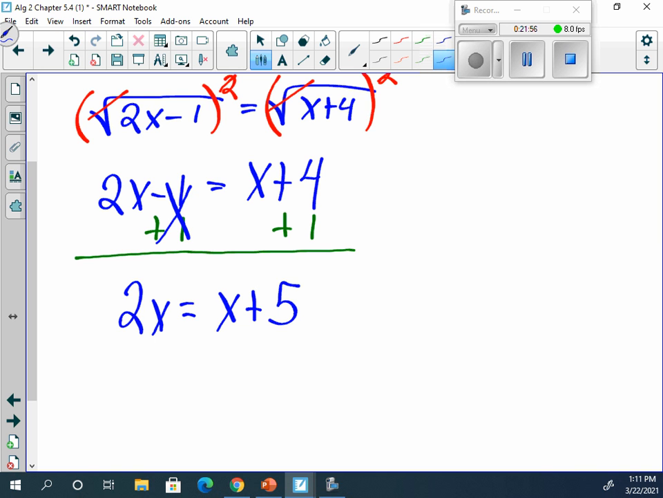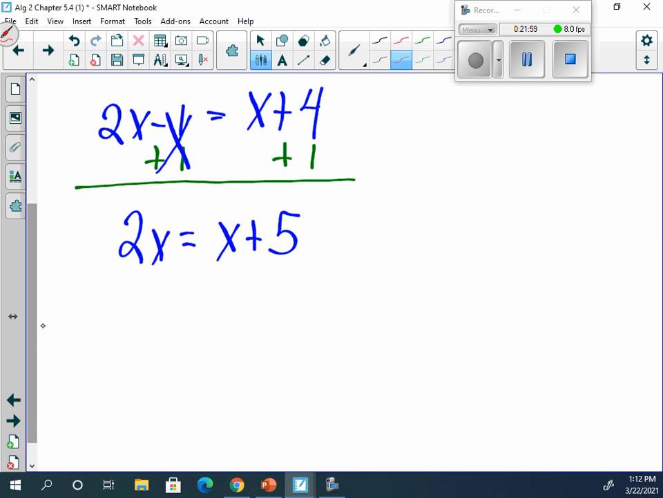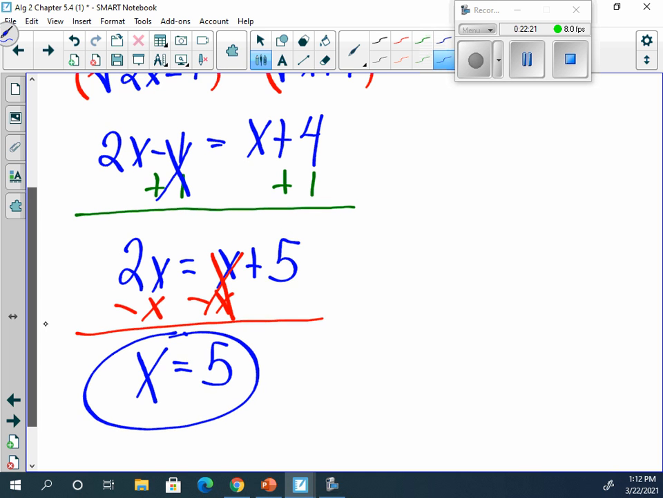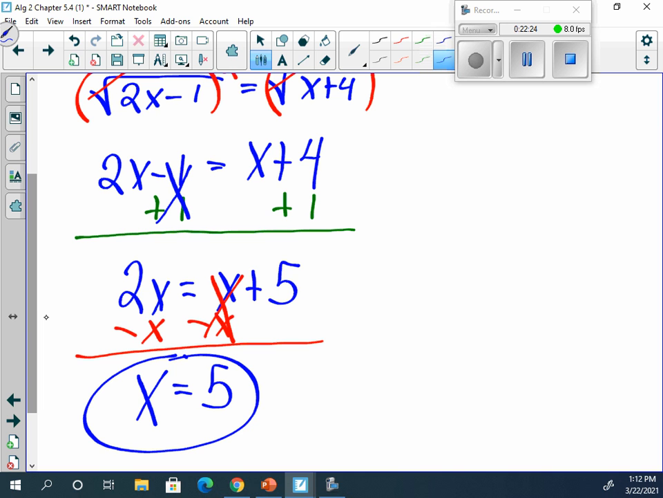Now we can get all the x's on the same side. And we can do that by subtracting an x from both sides, because x minus x would cancel out, giving me 0 x's on that side, so I just have 5. And 2x minus x would be x. So really, if I have two radicals, nothing else, just two radicals, I can get one on either side, square them, and solve for the value of x.